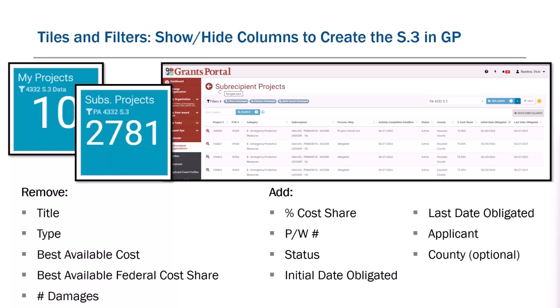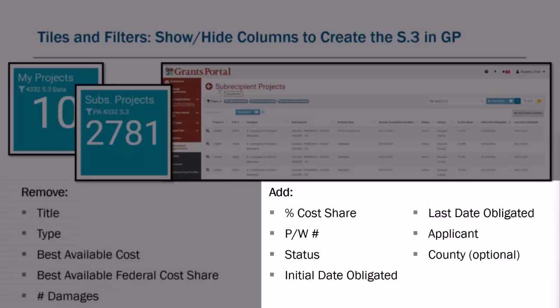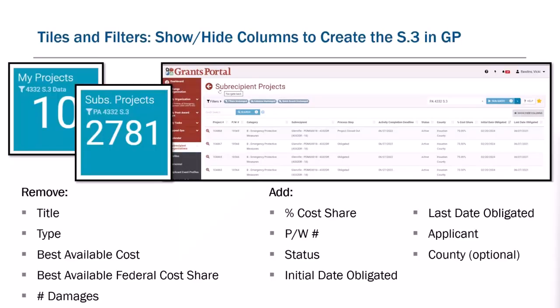Just like the D1, you can review all projects or filter by the event. If you have created the D1 tile, the S.3 tile can easily be created by deleting the total cost and adding the county, if that's how you would like to sort the projects. So to create the S.3 tile, you will remove these columns, add these columns, and then save that filtered list and create a tile for your S.3 report. Again, we will show that later in the presentation.